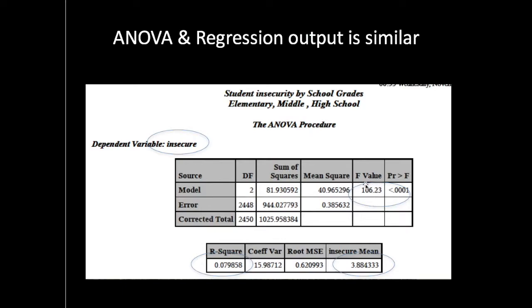Over here, we get an F value. F is similar to a t-value, and it says how likely is this difference among means to occur by chance if your null hypothesis is in fact true, and your null hypothesis is that all the means are equal. You have an F value of 106, and the probability of a value that high is less than 0.0001. So you would reject your null hypothesis.